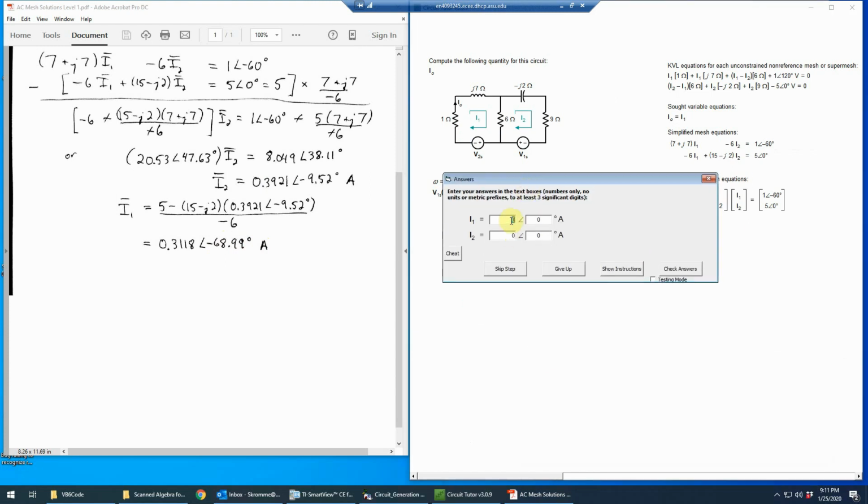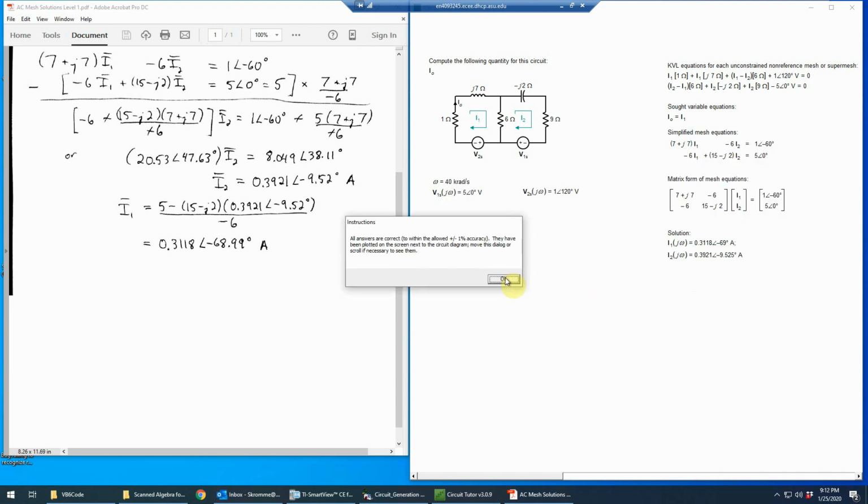So I1 is the 0.3118, angle negative 68.99. And again, I try to use 4 significant digits to avoid problems with round-off error. And then the I2 is 0.3921, and the angle negative 9.52 degrees. Yeah, probably 2 digits past the decimal point is sufficient for degrees usually. So, and then I'll just check those, and that's correct.